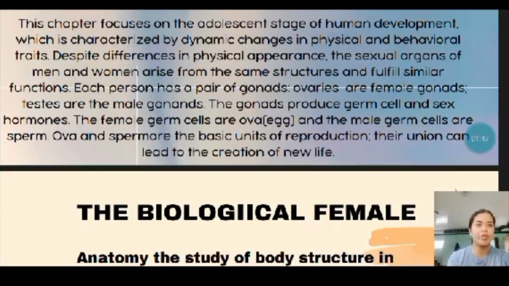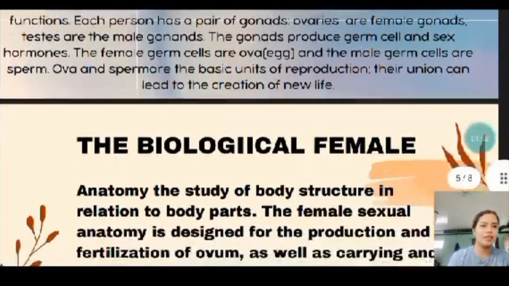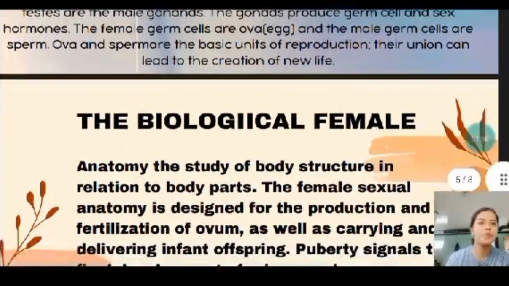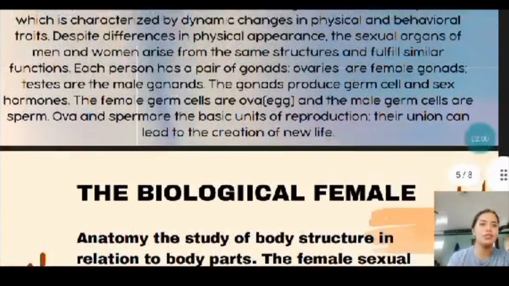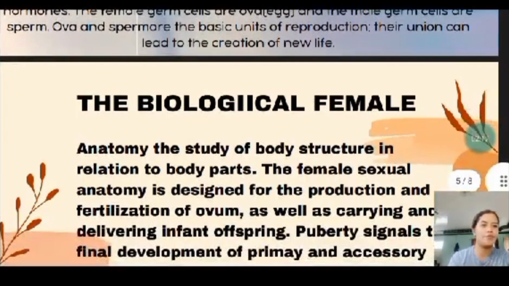Each person has a pair of gonads. Ovaries are the female gonads, testes are the male gonads. The gonads produce germ cells and sex hormones. The female germ cells are ova or eggs, and the male germ cells are sperm. Ova and sperm are the basic units of reproduction. Their union can lead to the creation of new life.